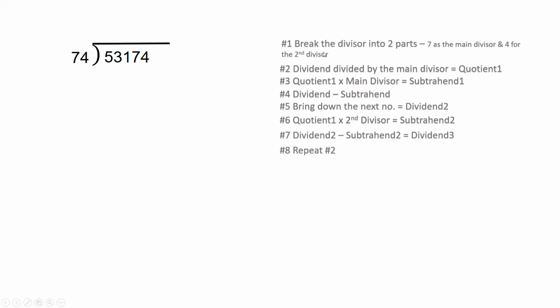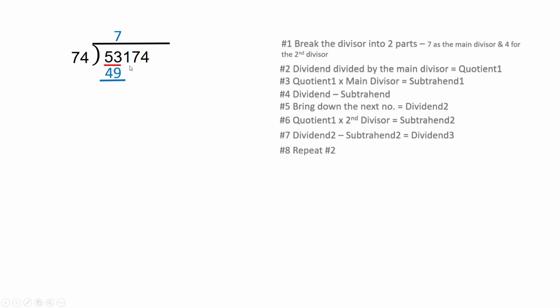So, first is, i-break natin yung divisor into 2 parts. So, yung main divisor natin is 7, at saka yung second divisor natin is yung 4. So, since yung 5 is less than 7, so we use 53 as the dividend. So, yung second step is dividend divided by the main divisor. So, 53 divided by 7 is equals to 7. Tsaka 7 multiplied to 7 is equals to 49.